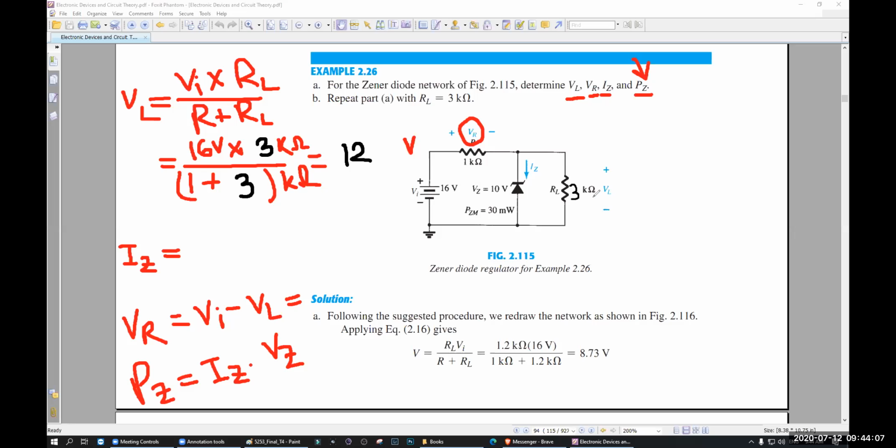Is 12 volt more than 10 volt? Obviously, if 12 volt is more than 10 volt, that means the generator is on. This generator is on now. If it is on, you will never get 12 volt. You will get the fixed value of 10 volt. So I can cut it and I can write 10 volt.